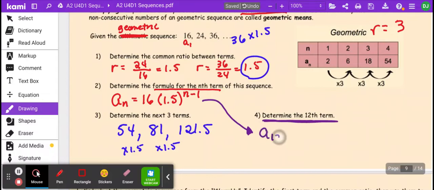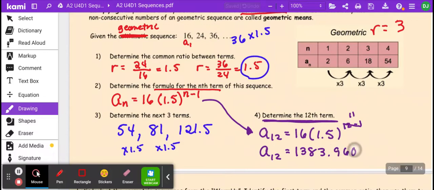So the 12th term is going to be 16 times 1.5. That's my common ratio. Raised, and now again, you can write 12 minus 1, or you can just say, oh, okay, I'm going to waste my time, and that's just to the 11th power. And you can definitely see why I might want to use the formula when you put this in your calculator, because it's a pretty big, long decimal number.